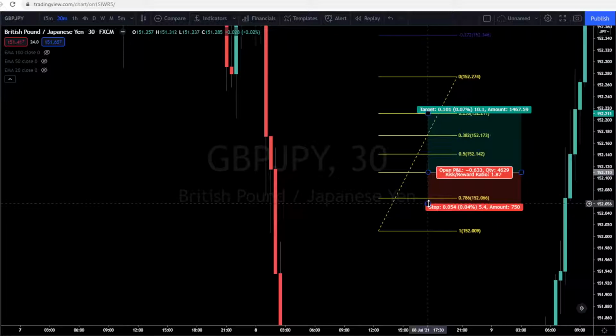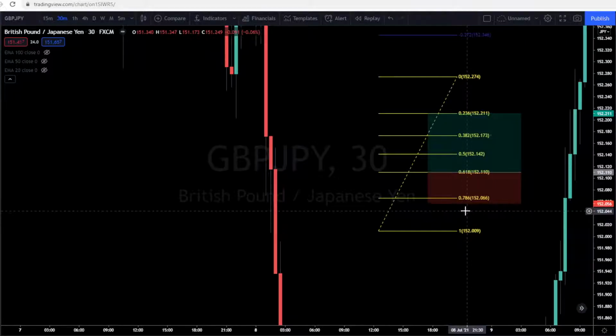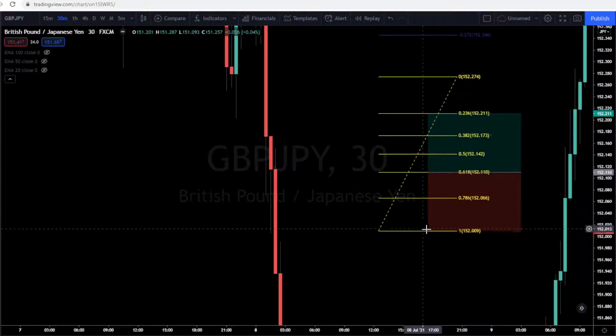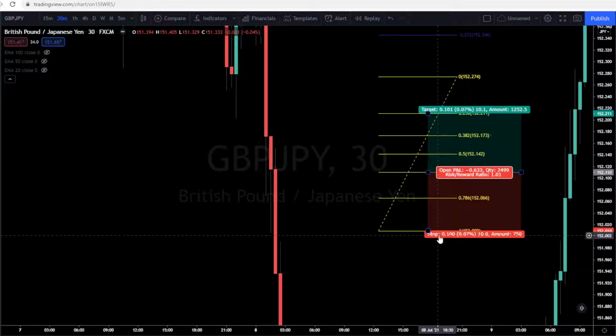Some pairs do have those liquidity grabs down to the 786 level, and you get stopped out more often than not. But the most conservative way to get that 1-to-1 risk reward ratio, bare minimum, very, very conservative Fibonacci entry, is bringing your stop loss down here to the full 100% retracement and keeping your first take profit at the 236.